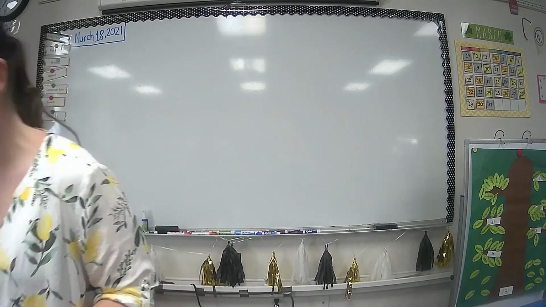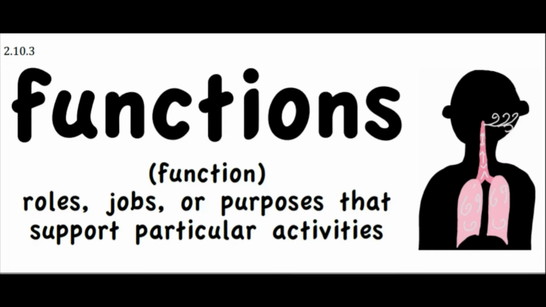Before we get started, we need to talk about some of the big vocabulary words that we'll see today. Our first word is functions. Functions are the roles, jobs, or purposes that support particular activities. For example, some of the functions that trees provide are releasing oxygen to the air we breathe, giving shade and cooling, serving as a habitat for animals, and supplying the resource of wood.